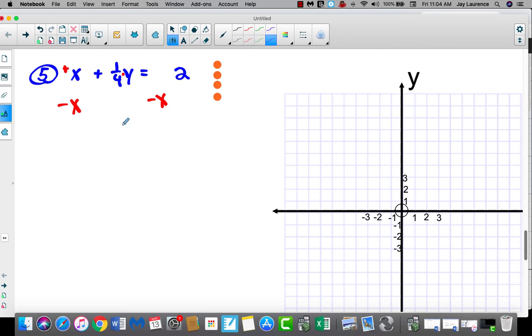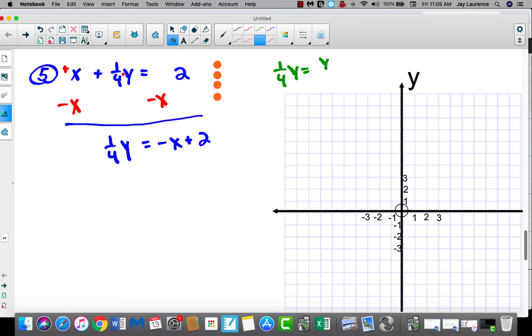Okay, so underline that, and I'm going to get 1/4 y equals negative x plus 2. All right, now I'm supposed to divide on this one, right? I'm not going to. I'm going to cheat. You see, I know something you don't. I know that 1/4 y is the same as y divided by 4.